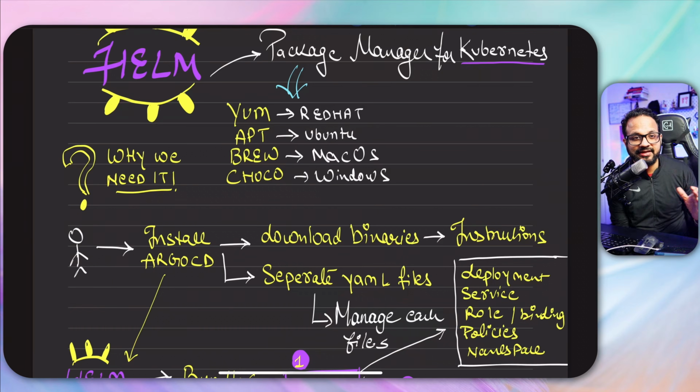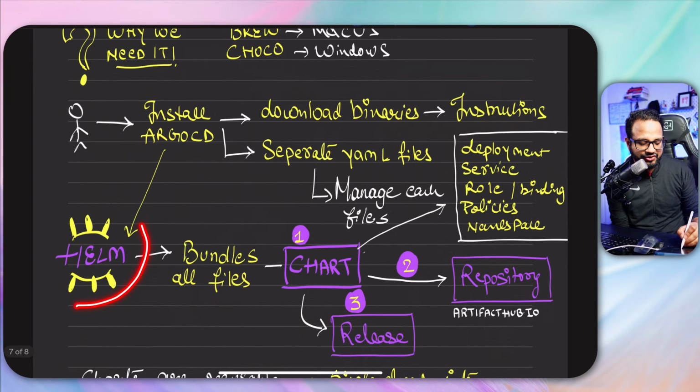But it's a tedious task. It's not worth spending time on, right? So that is where Helm comes into the picture. What it does is bundle all those files together. So let's suppose this is a zip or an archive of all these files together, and collectively we call it a chart, or a Helm chart.